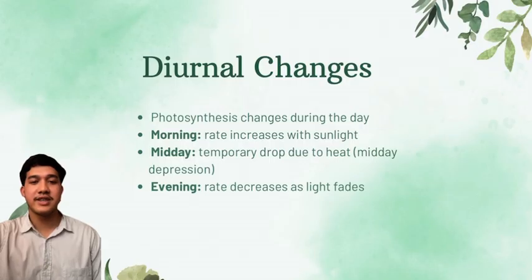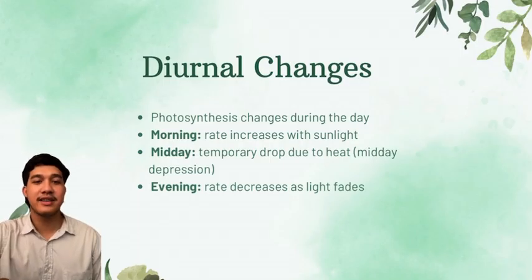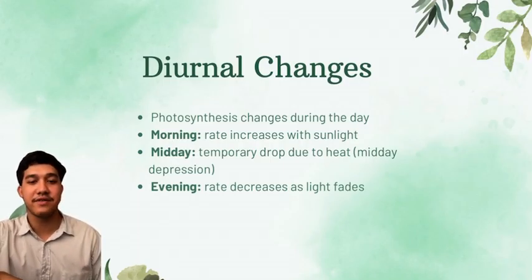Moving to diurnal changes. Photosynthesis doesn't stay the same all day. In the morning, as sunlight increases, photosynthesis gets faster. But during the hottest part of the day, around midday, the rate drops temporarily. This is called midday depression. It happens because of the heat, stress, or limited water. In the evening, when light levels go down, photosynthesis also slows.